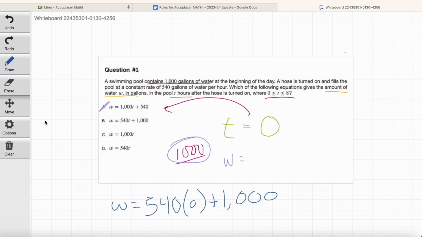Looking good. What's that going to equal? 1,000. That equals 1,000, right? Because 540 times 0 is 0. So 0 plus 1,000, that's just 1,000. So let's keep B, okay? Let's keep testing the other answer choices, though.